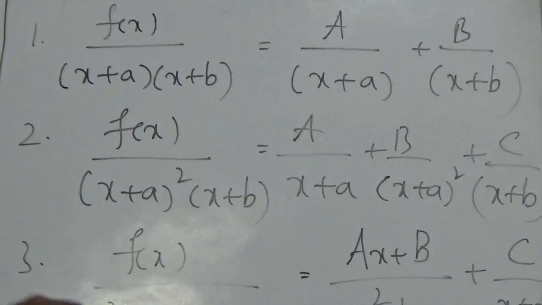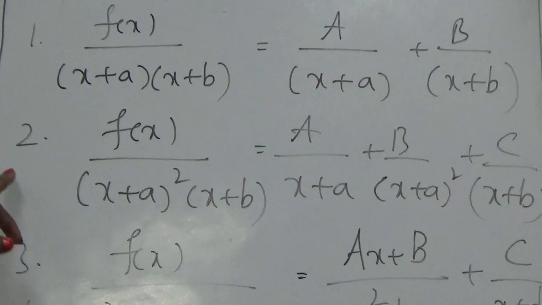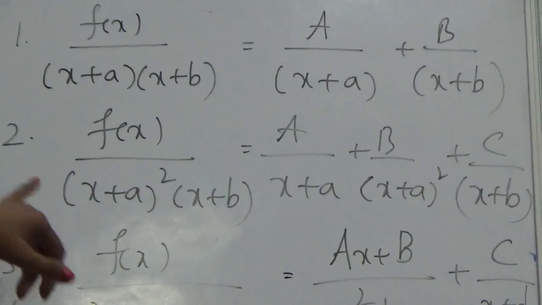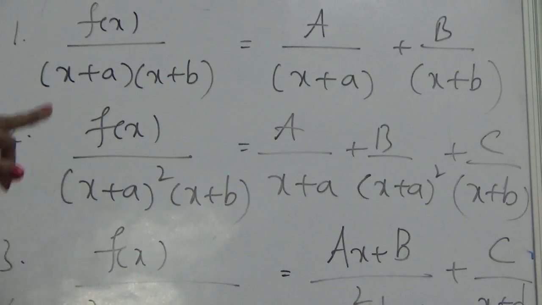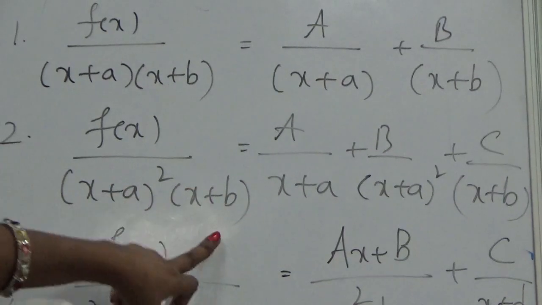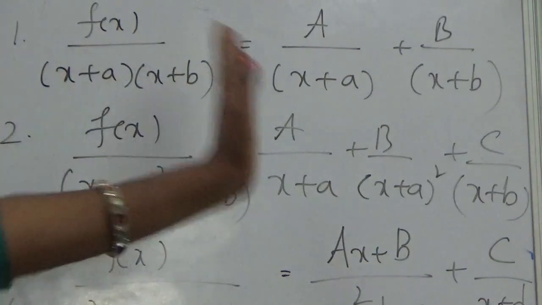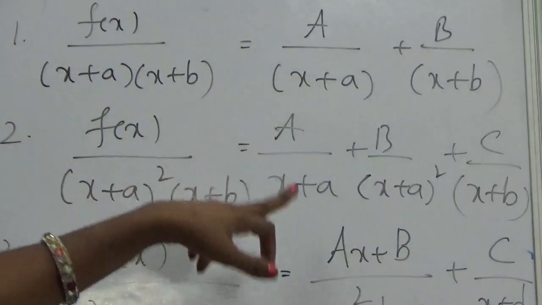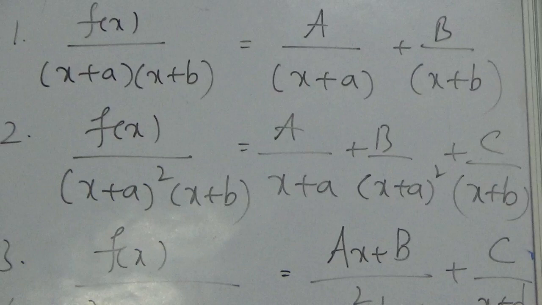And the next case, suppose the denominator of the rational fraction has repeated linear factors. That means f of x, any polynomial, by x plus a whole square into x plus b. Here a and b are any numbers. Next we have to split it into capital A by x plus a plus B by x plus a whole square plus C by x plus b.